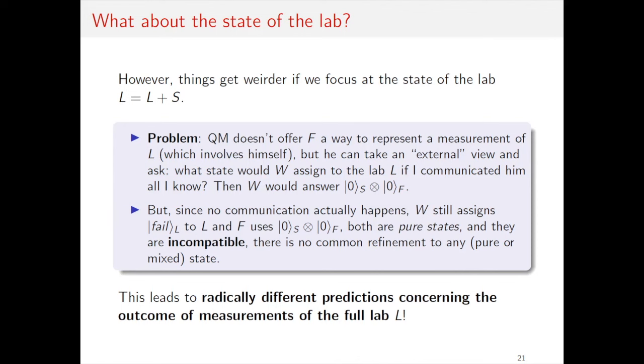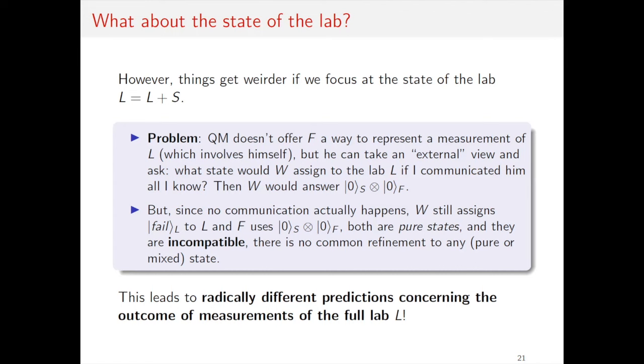When we looked only at the cat, at the S, the assignments were a mixed state, half probability 0, half probability 1, which means the system is either 0 or 1. But we don't know. And the friend says 0. Great. 0 with probability 1 is more refined, more informative than half half.